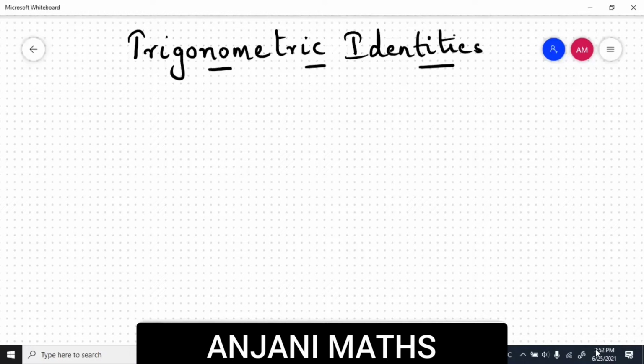Give some examples of identities in algebra. Let us say, take one example. What is a square minus b square? It is a minus b into a plus b. This is true for all values of a and b. Isn't it? This is one identity.